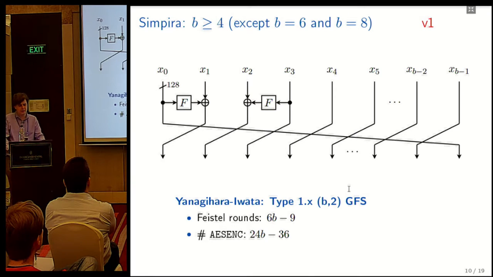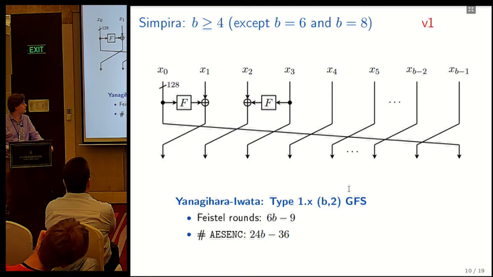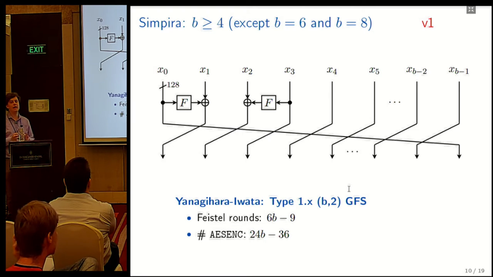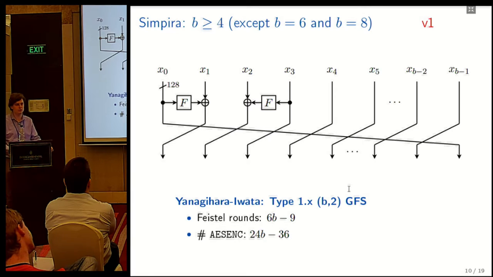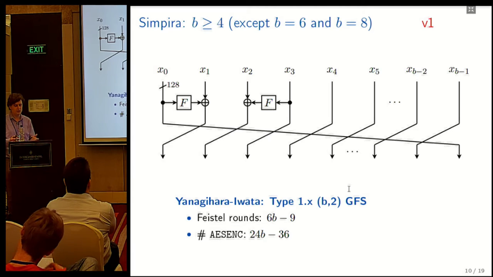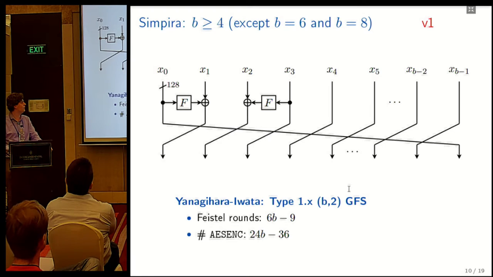Then when we looked at B, so here you see version 1, B larger than or equal to 4, except for two values of B, which I will discuss later, we found that the construction by Yanagihara and Iwata is the one that minimizes the number of F functions, of all the constructions that we looked at, all the constructions of generalized Feistels, all the variants we could find in literature. This is the one that minimizes the number of F functions for the whole construction.